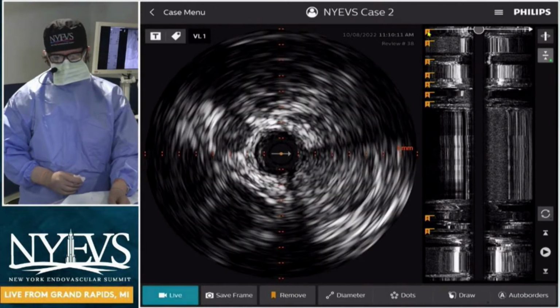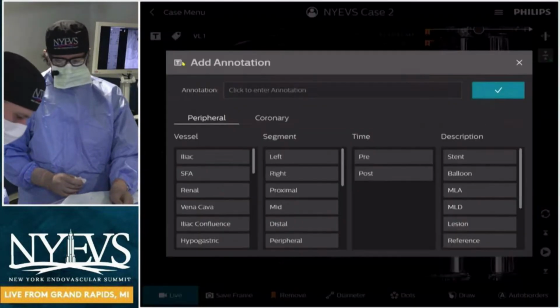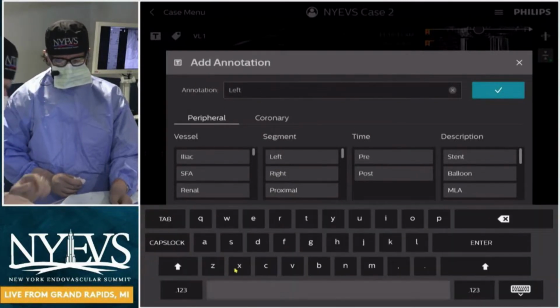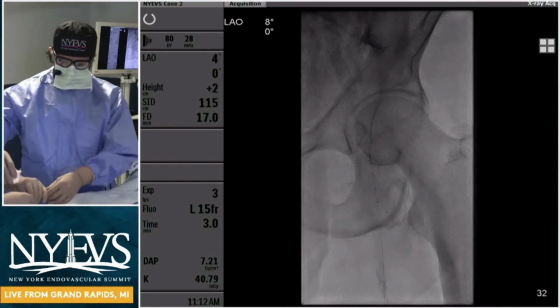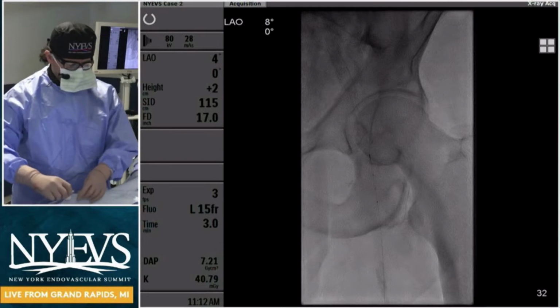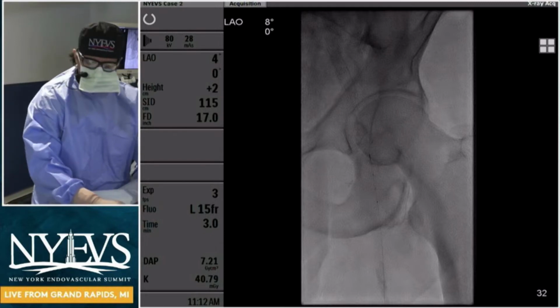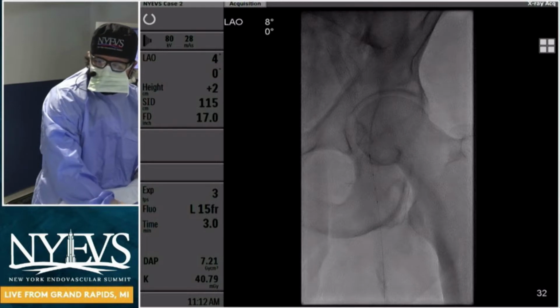Darren, anything different? No, I think that's a reasonable approach. I definitely would do DCB. This is like TASC 2 disease, so it's a patent stent with neointimal hyperplasia, and DCB has good results. Would anybody do a primary thrombectomy here? Run anything through to prevent embolization? No, everybody feels no. Okay.